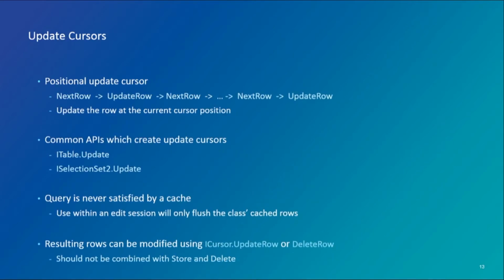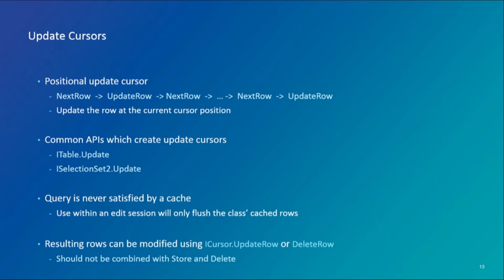So the second type of cursor is an update cursor. We have a pattern that's pretty standard. We call next row, and then we call update row, passing in the row once we've modified the values. We call next row, we pass in that row to update row, and so on. Some of the APIs from which you can get update cursors are again table and ISelectionSet2.